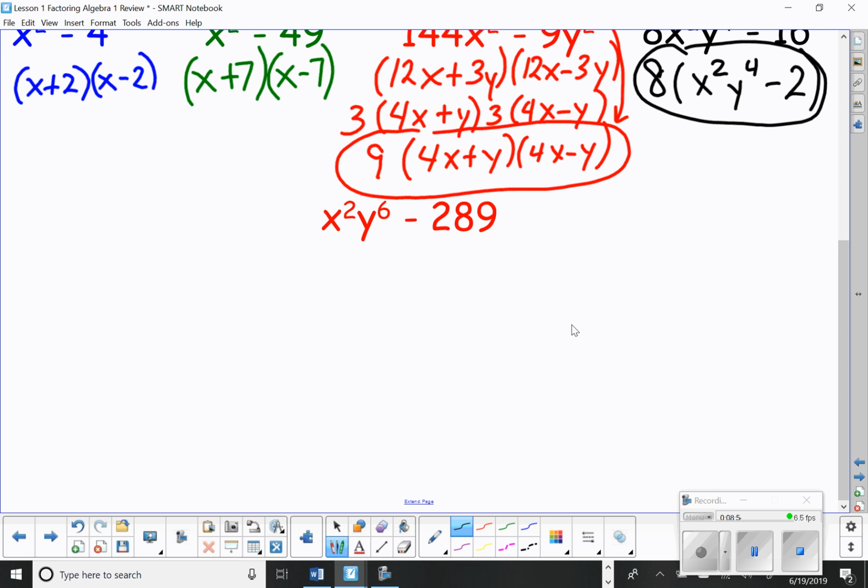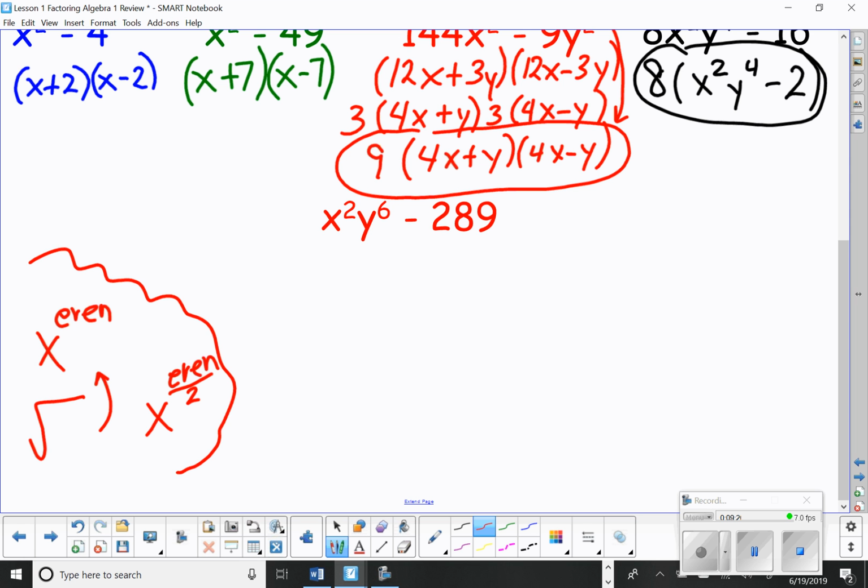Okay, then we have one last one down here where we have x squared y to the 6th minus 289. Any variable to an even power, if I take the square root of it, I will get that variable to the even power divided by 2.